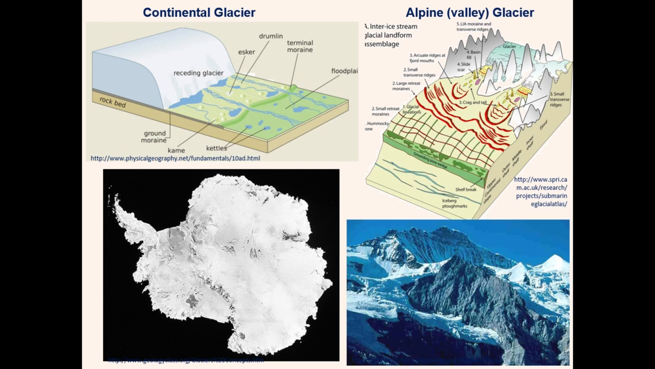So continental glaciers, we can see we've got Antarctica there, our largest continental glacier on Earth. If we look at the 3D model above, we can see the sort of materials that are left behind: kettle holes, floodplains, terminal moraines, evidence of drumlins, moraines and tills as well. And as that glacier recedes, we will get river deposition occurring within typically glacial gravels.